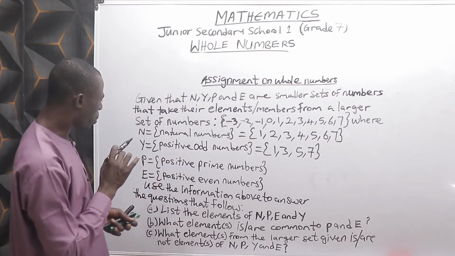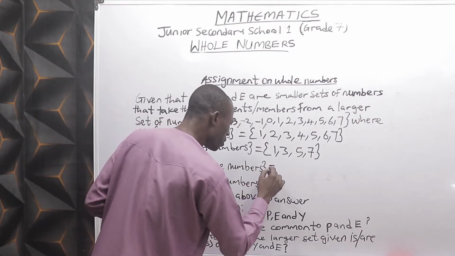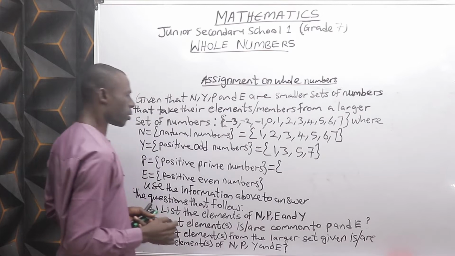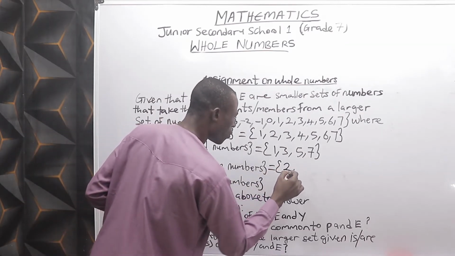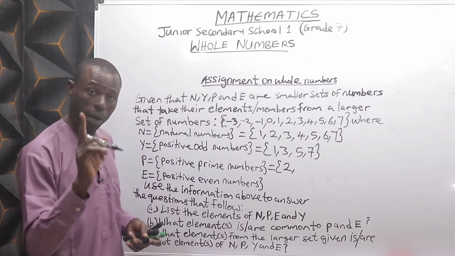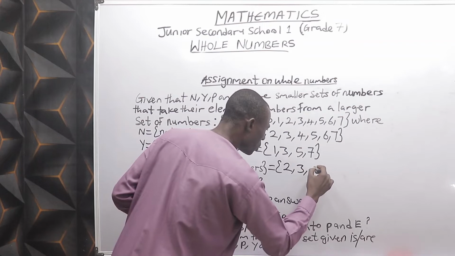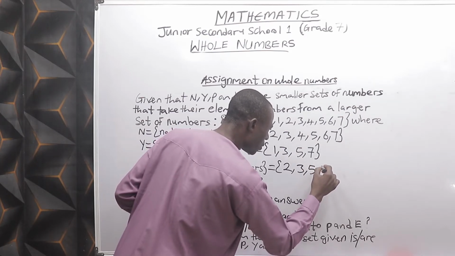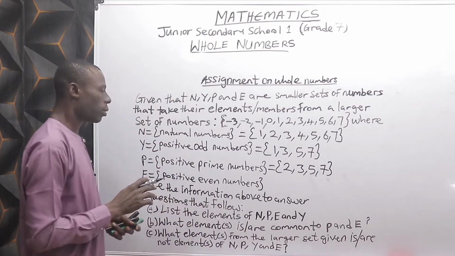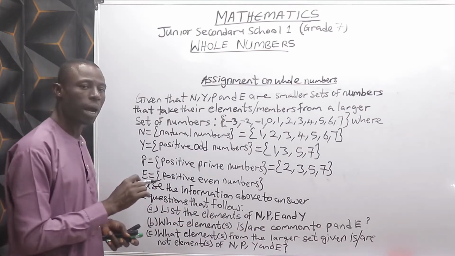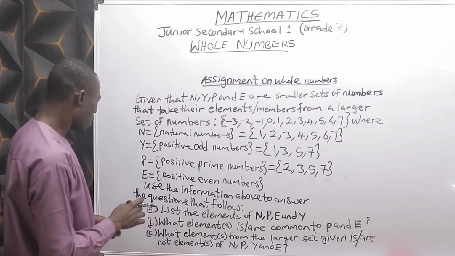P, that's positive prime numbers. And they are 2. Don't forget, 2 is the first prime number, followed by 3, then 5, next is 7. Those are the positive prime numbers obtainable from the larger set above.